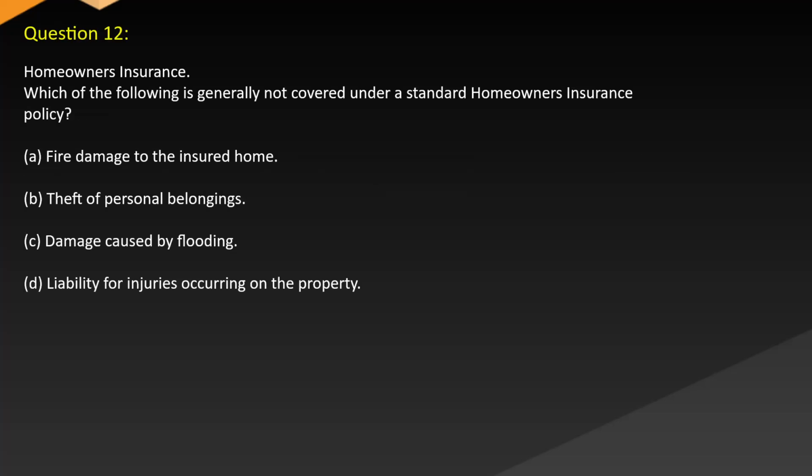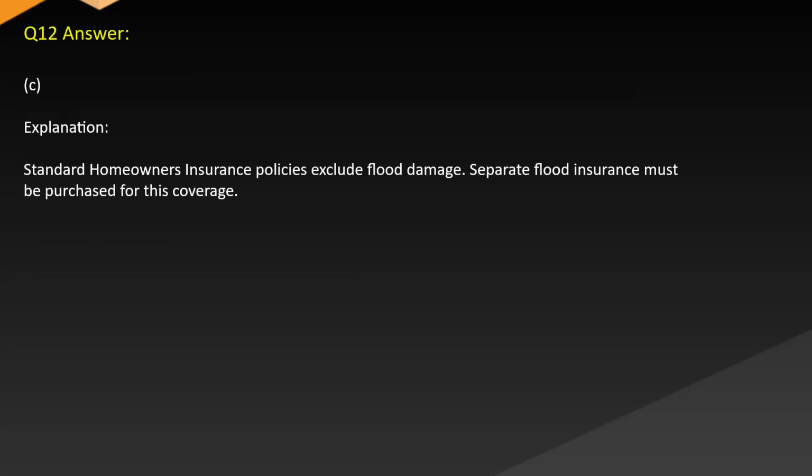Question 12. Homeowners insurance. Which of the following is generally not covered under a standard homeowners insurance policy? A. Fire damage to the insured home. B. Theft of personal belongings. C. Damage caused by flooding. D. Liability for injuries occurring on the property. Answer C. Explanation. Standard homeowners insurance policies exclude flood damage. Separate flood insurance must be purchased for this coverage.